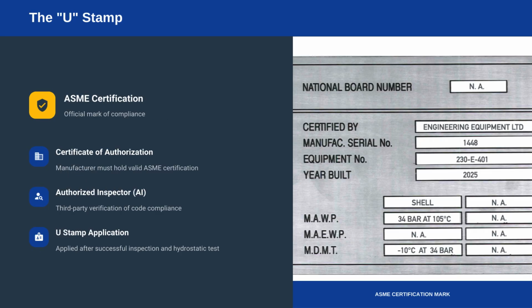If you pass the test, you earn the U stamp. This is an official certification mark witnessed by a third-party authorized inspector. It tells the world that this equipment was built safely and strictly follows the ASME code. This was just a quick overview.